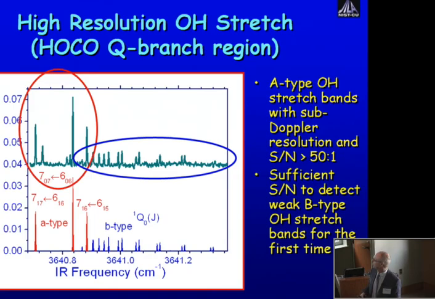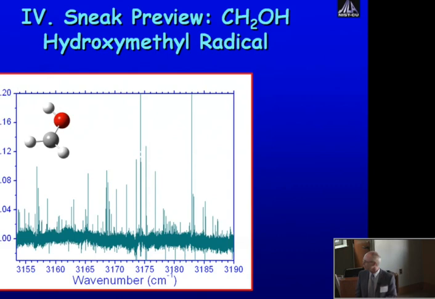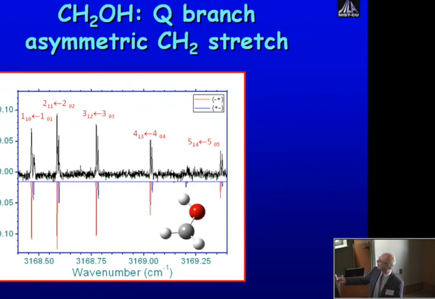Okay, so I think that's pretty much it. I have a sneak preview for the microwavers here, and that is the hydroxymethyl radical. When you crush the infrared spectrum down to a conventional scale, it looks like crap. But in fact, it's not. Let me show you a blow-up of this. That's what it looks like at high resolution. It still is really quite good.